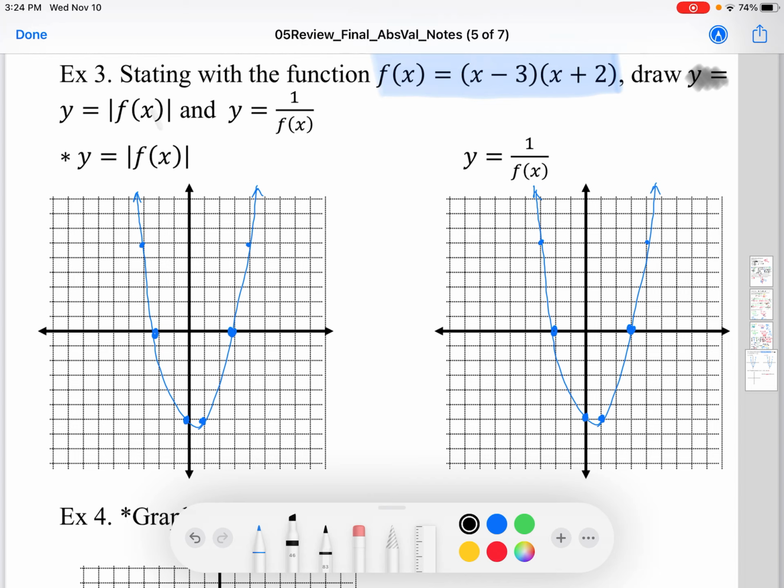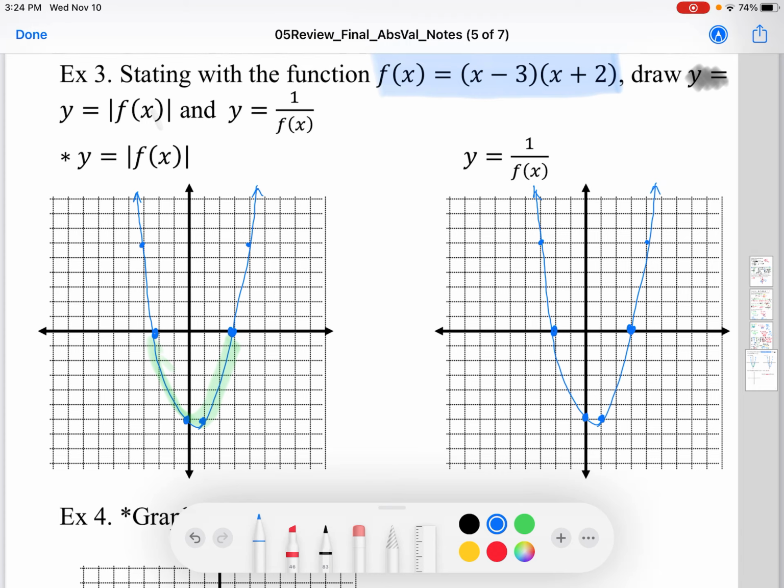the reciprocal. Looking at the absolute value graph, we're going to take everything inside that's negative and make it positive. Well, that means that this part here is underneath the x-axis. All that has to change. That is going to be converted to its positive.